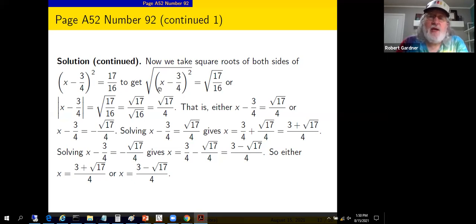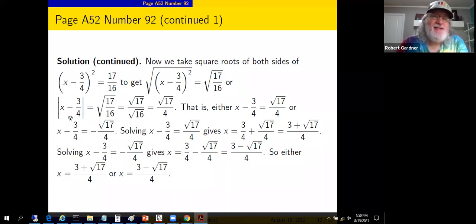Take the square root of both sides. Right-hand side is some number. We can simplify this a little bit, and we will. But left-hand side being a square followed by a square root produces an absolute value. So with the absolute value of x minus 3/4 equals the square root of 17 over 16. Square root of the quotient is the quotient of the square roots, and the square root of 16 is 4. The square root of 17 you're pretty much stuck with. So we get the absolute value of this equals square root of 17 over 4.